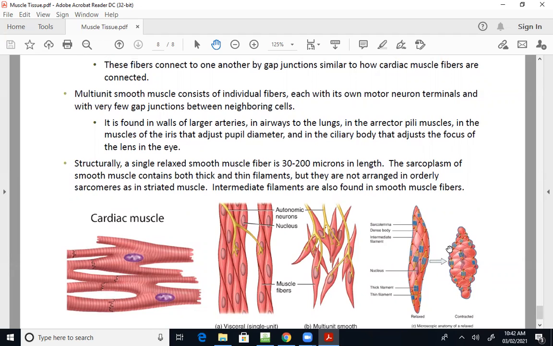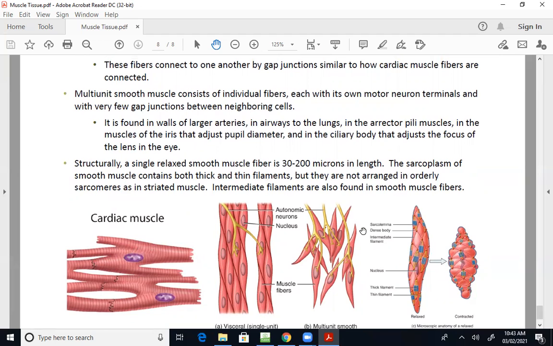Over on the right, we show the microscopic anatomy of a relaxed and then a contracted smooth muscle fiber. Structurally, they are, in a relaxed state, 30 to 200 microns in length. The sarcoplasm contains both thick and thin filaments. So we still see thick filaments with myosin, the thin filaments with actin, but they're not arranged orderly into sarcomeres as we see in cardiac muscle or in skeletal muscle. So that's why they don't have the striations.